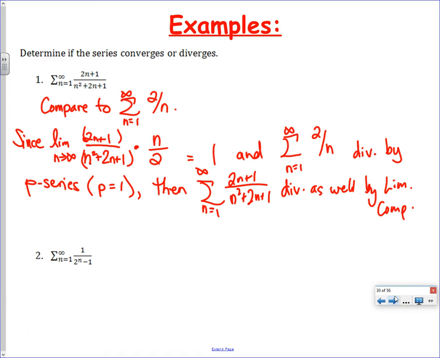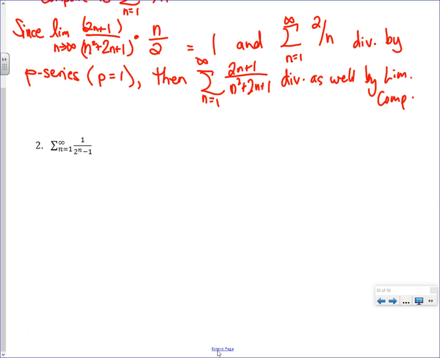Number 2. Why not direct comparison? Why not just compare it to 1 over 2 to the n like we did yesterday? Because 1 over 2 to the n is going to be smaller, because this denominator is smaller, this is bigger. So my converging smaller will not tell me anything about the bigger. So forget that. Let's compare to 1 over 2 to the n. We like him, we want to use him. Direct comparison won't tell us anything.